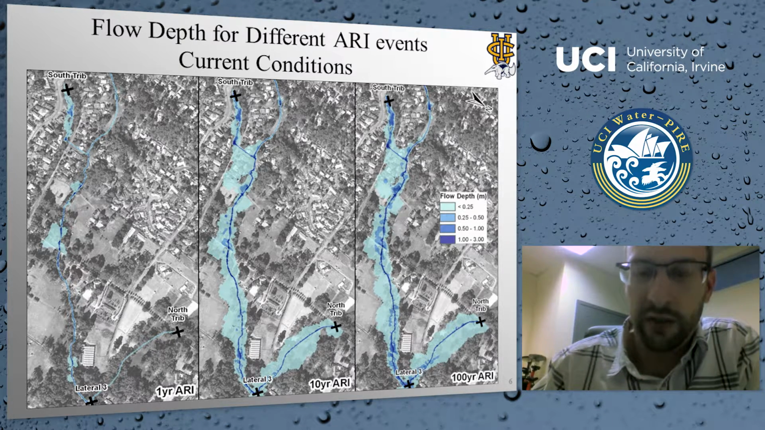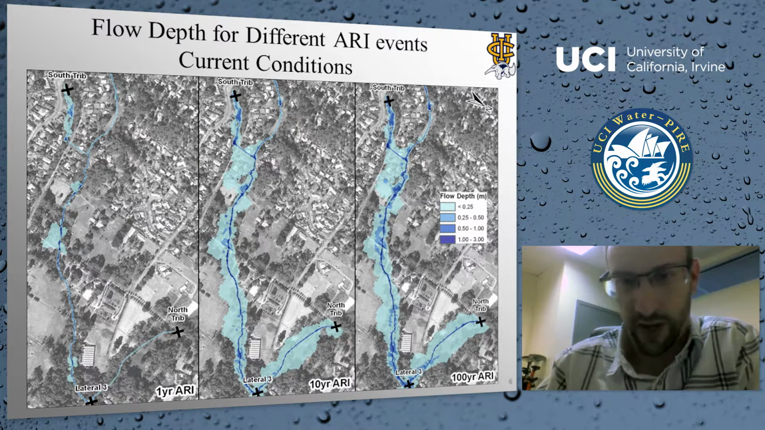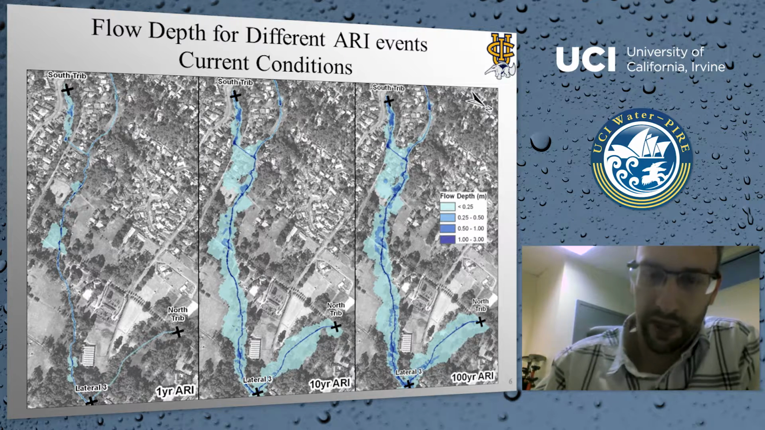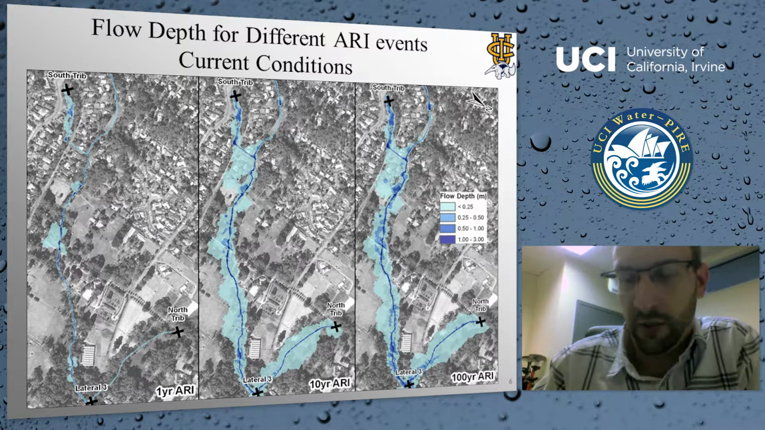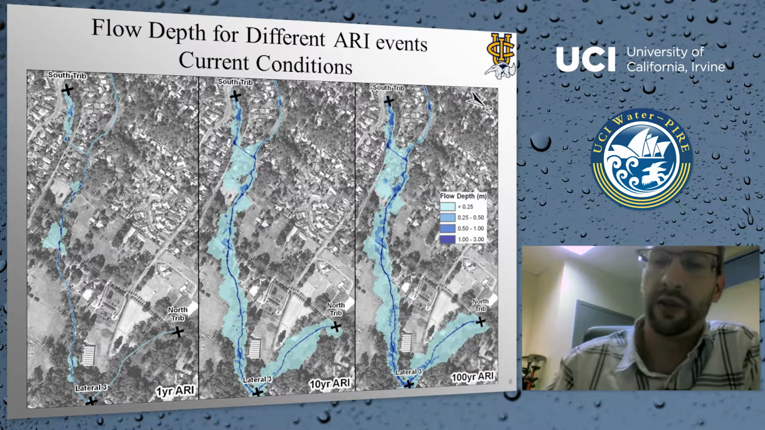Moving on to the 10-year event, the figure right in the middle, we can see that the flood zone now has expanded quite a bit. We have several buildings within the flood zone, but flows are still pretty shallow. And then as we move to the 100-year event, we can see that the flood zone is very similar to the 10-year return period event, but the flows are starting to become deeper inside that flood zone.